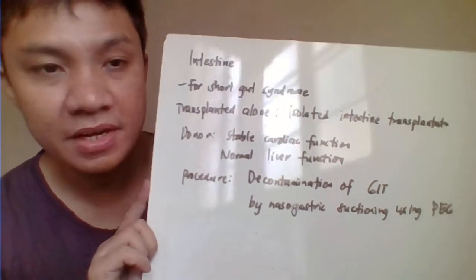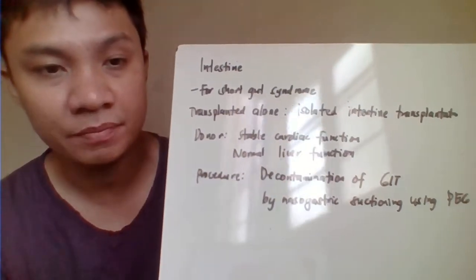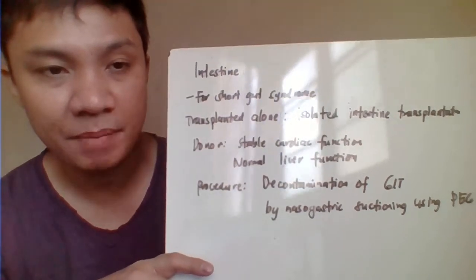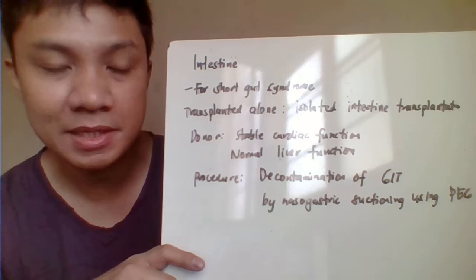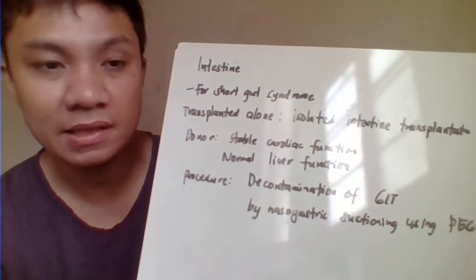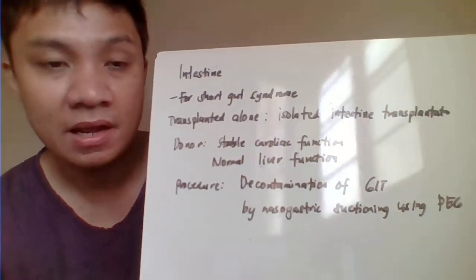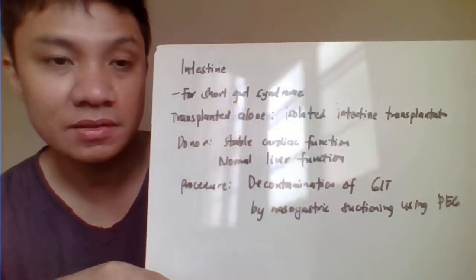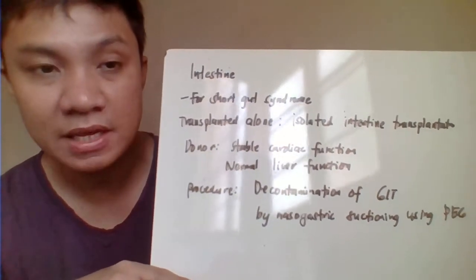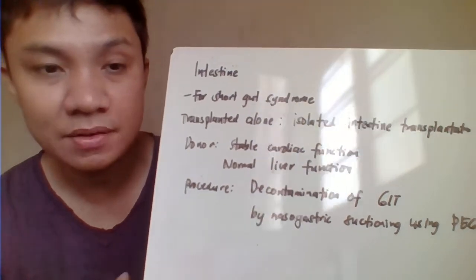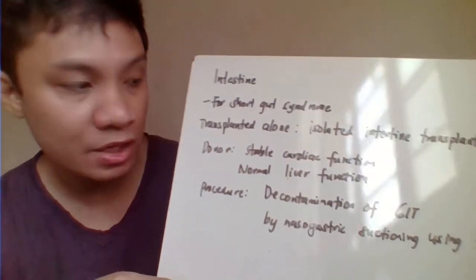Okay, next one we have the intestine transplantation. This is basically for patients with short gut syndrome. Intestine transplantation could most likely be only the intestine, or it might be along with other gastrointestinal tract organs. If the transplanted tissue is only the intestine, you call this isolated intestine transplantation.